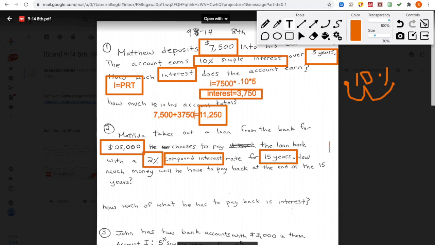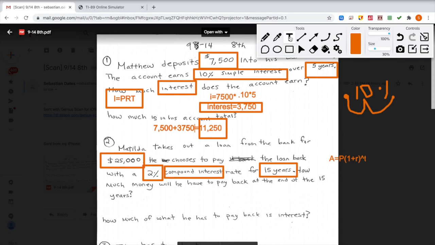So the compound interest formula is A, for the total amount, is going to be equal to the principal times one plus the rate with an exponent of t, or the time will be our exponent. So we're going to go ahead and read what the question is asking us for. How much money will he have to pay back at the end of 15 years? So the implication is, how much total money will he have to pay back? So we're looking for the total.